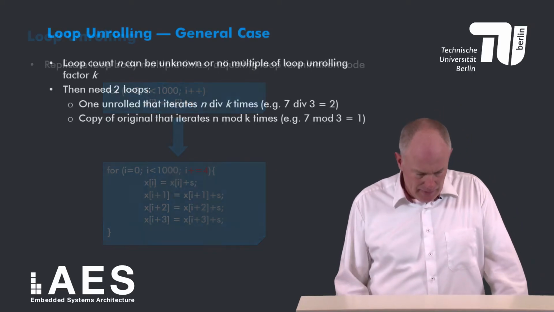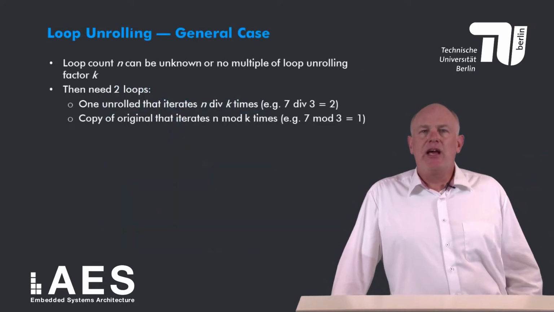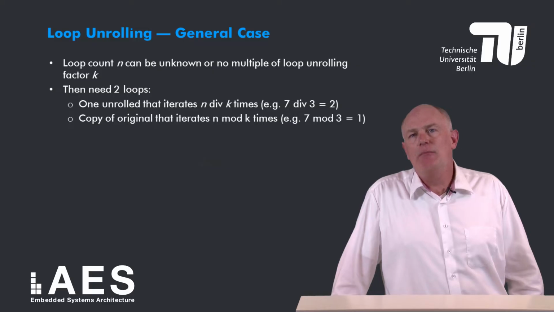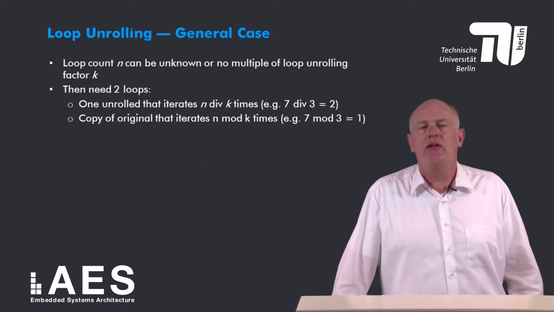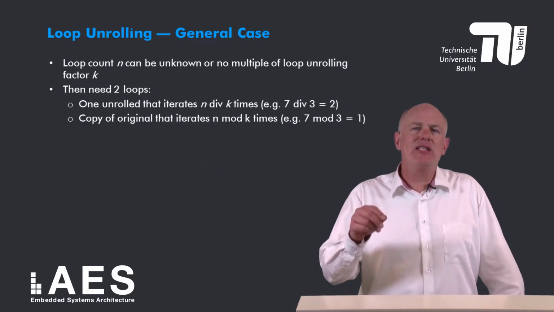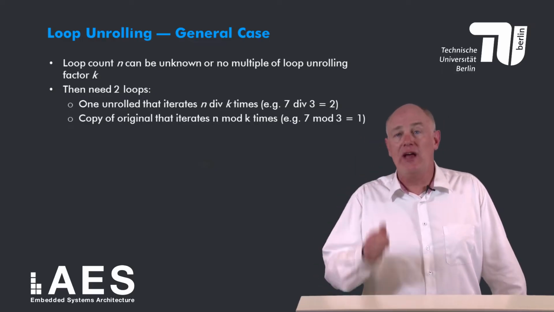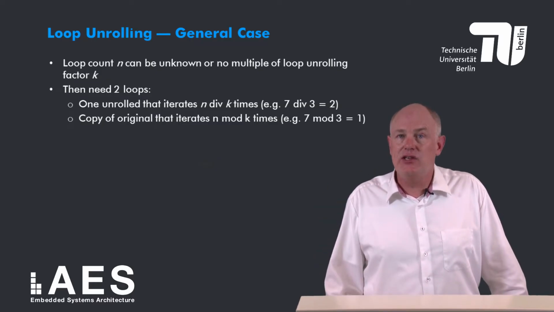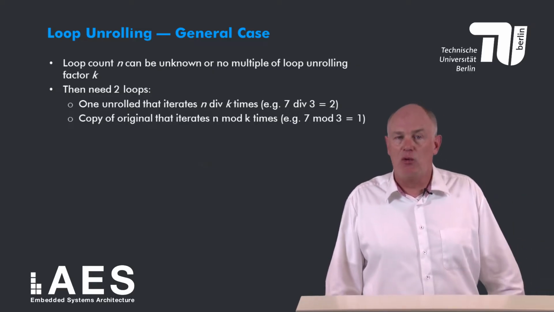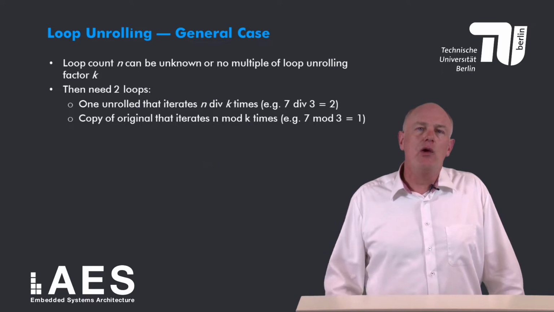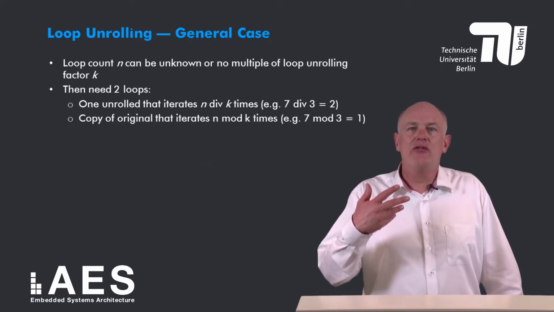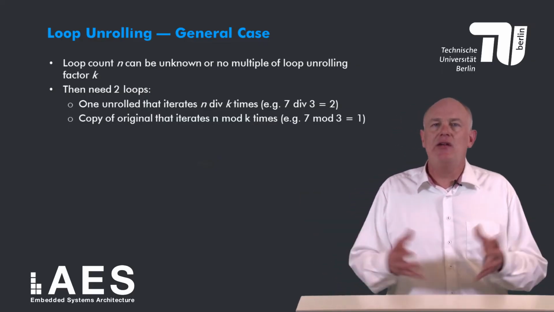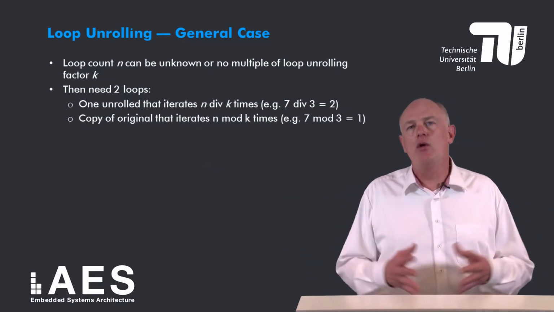But in the general case, this need not be the case, because the loop count n may be unknown at compile time, or n may not be a multiple of the loop unrolling factor, say k. In such cases we require 2 loops, one that is unrolled and iterates n div k times. In this expression, div denotes integer division, so for example 7 div 3 equals 2. And we require another loop that is a copy of the original loop and that iterates n mod k times. The modulo or mod operation yields the remainder of integer division. So for example 7 modulo 3 equals 1.